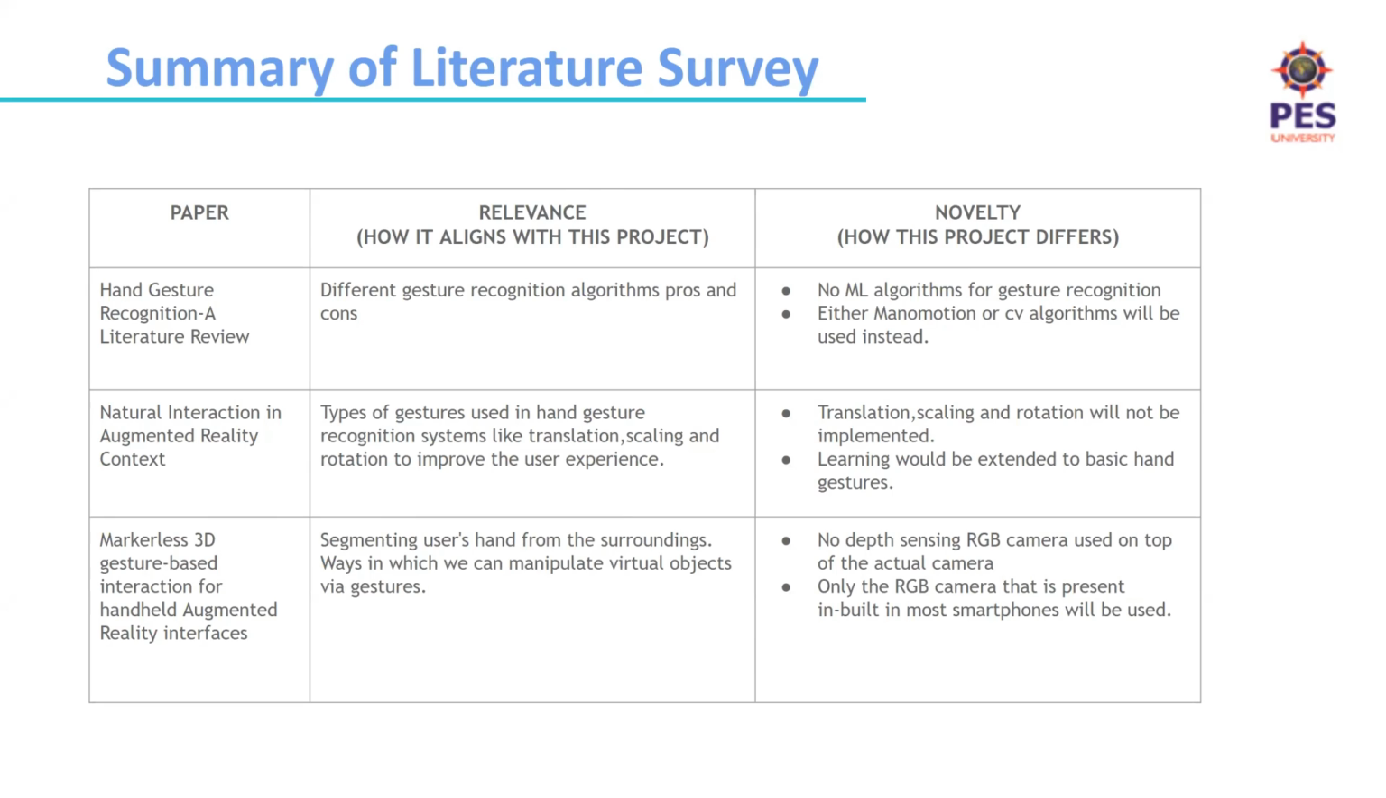The next paper was Natural Interaction in AR Context. In this paper, the types of gestures that are used in gesture recognition systems like translation, scaling, and rotation are discussed. In our project, we wouldn't be using these gestures, but would keep it limited to basic hand gestures.